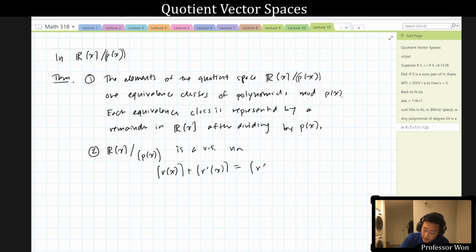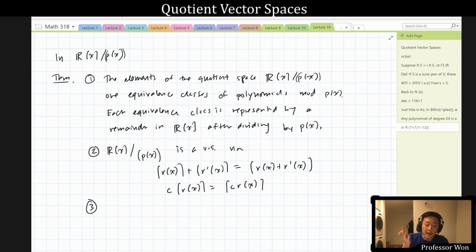You just take the equivalence class of the sum of those polynomials, and if you scalar multiply an equivalence class, you just get the equivalence class of the scalar multiple. Okay, here's an important thing. How big should we expect this space to be?